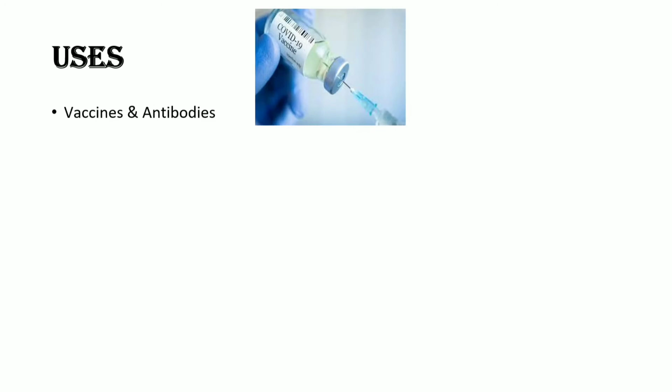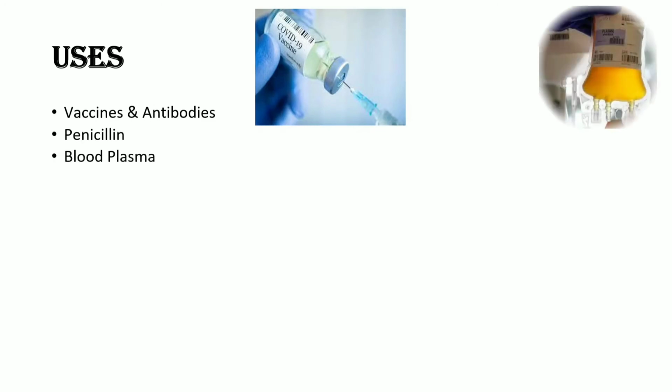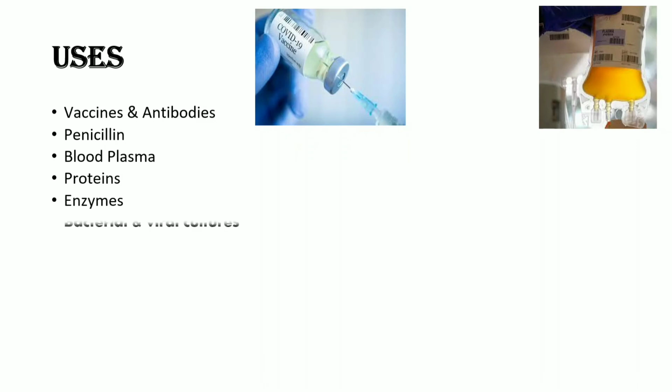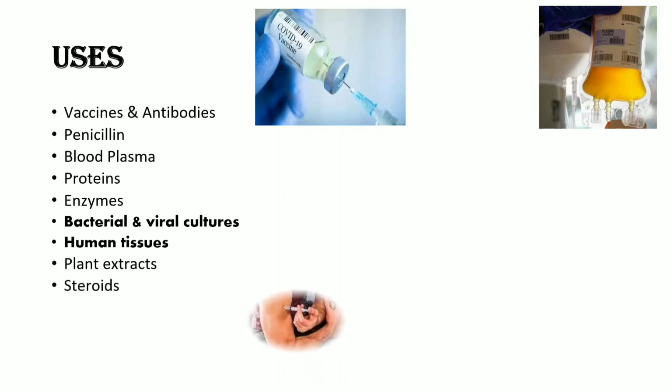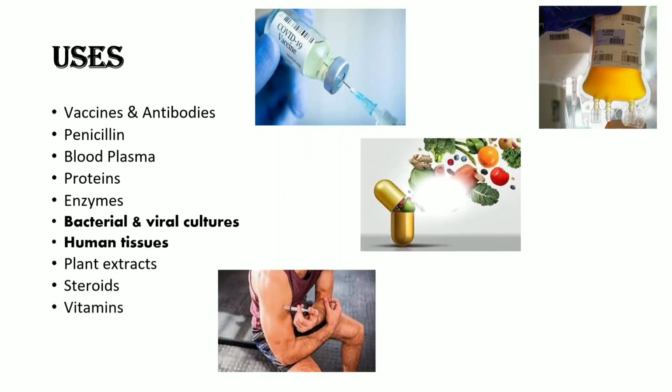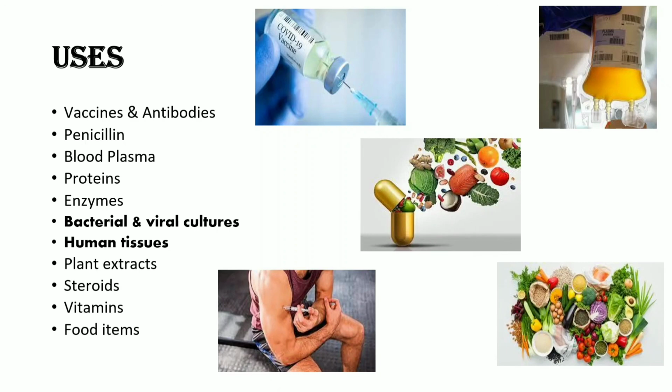Now we will see different uses of the freeze dryer. It is used in vaccines and antibodies preparation, penicillin, blood plasma, proteins, enzymes, bacterial and viral cultures, human tissues, plant extracts, steroids, vitamins, and food items can be freeze dried using the freeze dryer.